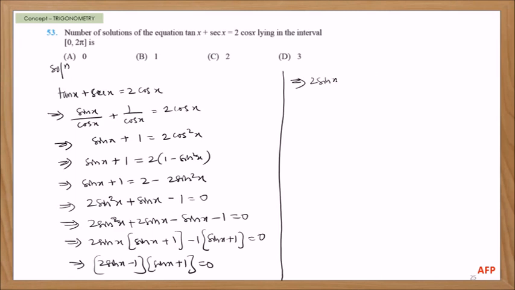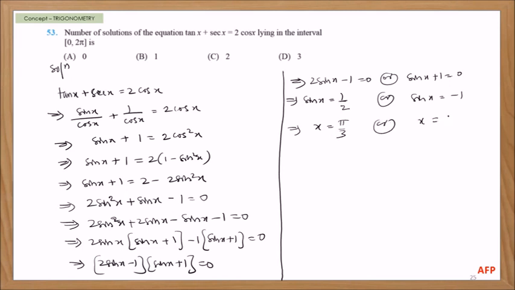2 times sin x minus 1 is equal to 0, or sin x is 1 by 2, or minus 1. So if at all minus 1, so 1 by 2, x must be equal to pi by 3, or x must be equal to, 1 means, 270. Okay, so number of solutions, 2 values, you got 2 solutions.